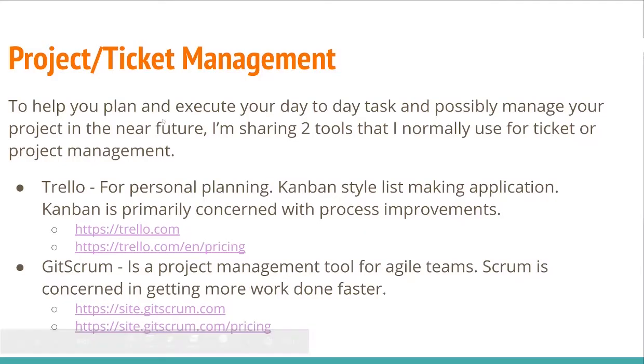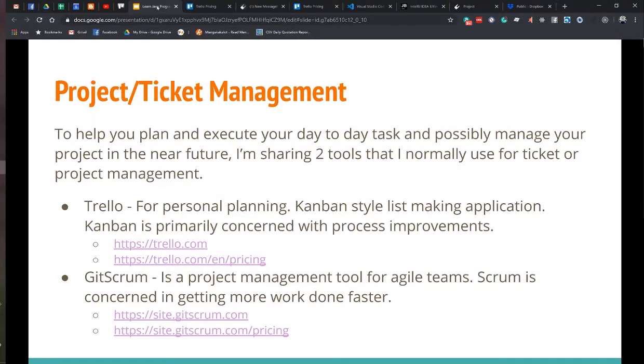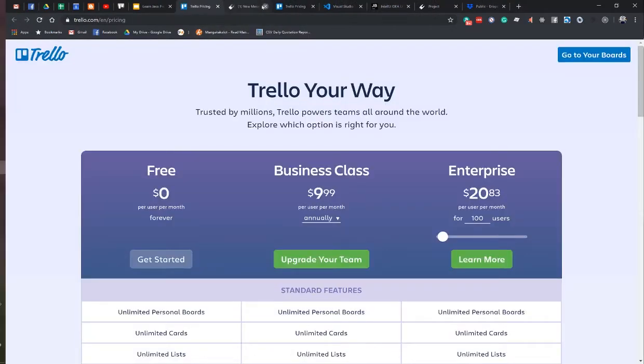Then going on to the next topic, this is about project and ticket management. To help you plan and execute your day-to-day tasks and possibly manage your project in the near future, I'm sharing two tools that I normally use for ticket or project management. Number 1 is Trello for personal planning. It's a Kanban-style list-making application. Kanban is primarily concerned with process improvements, and here we can see the pricing. Actually, there is a free version that we can use to try it out.